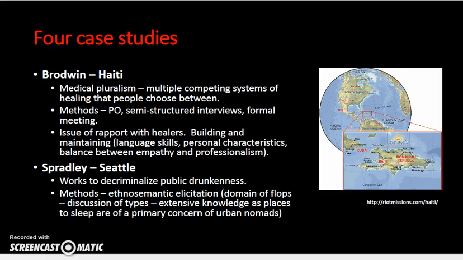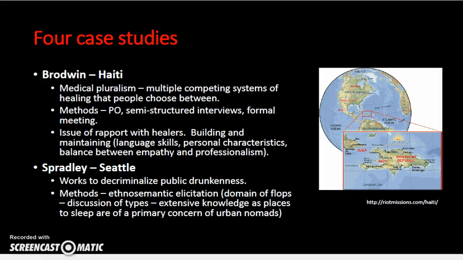And so Spradley finds that for individuals that are homeless, or that he refers to as urban nomads throughout the work, there are various discussions of different types of places to sleep, or what they would refer to as flops. And so they would, of course, have a lot of different knowledge about this. One of the things that comes out here in particular is how the police in Seattle are treating individuals who are drunk and how it's criminalized. And from this work, Spradley's research leads to the decriminalization of public drunkenness.